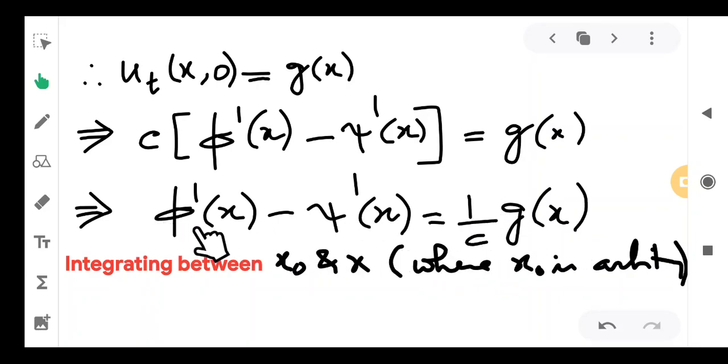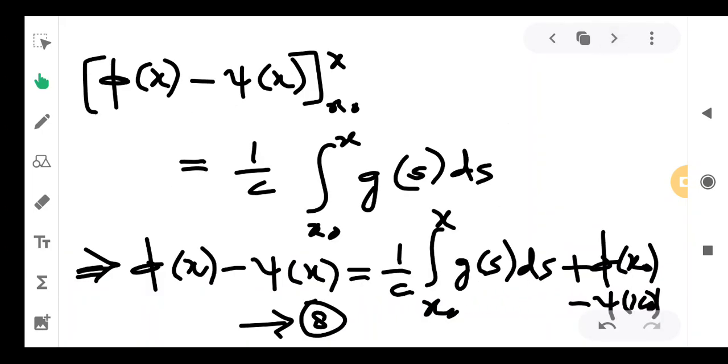Now, in order to get phi of x minus psi of x, this is the derivative of phi of x minus psi of x. In order to get the difference of phi of x and psi of x, to get rid of this differentiation, you have to integrate. But we integrate between x0 and x, where x0 is an arbitrary value of x. Therefore, phi of x minus psi of x between x0 and x is the integrated thing here.